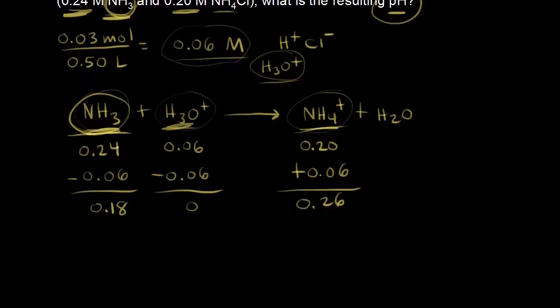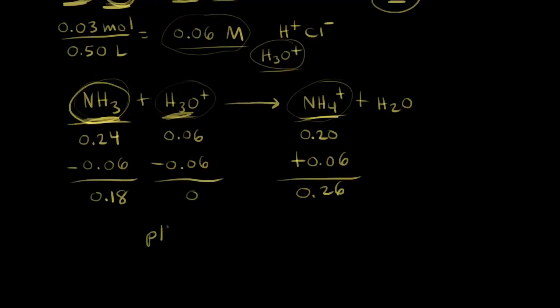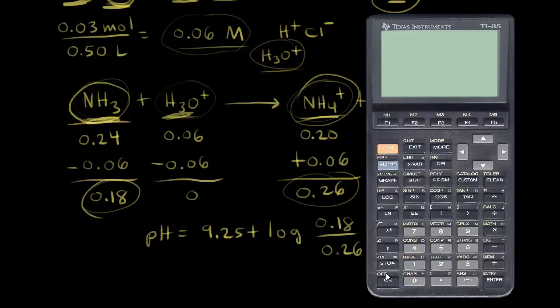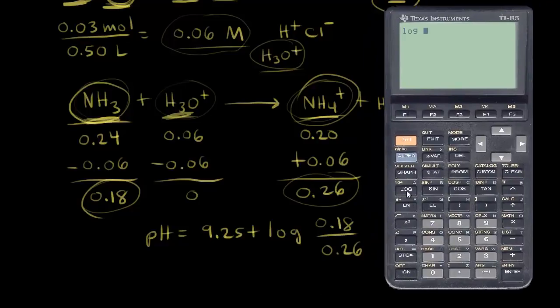So let's do that. All right, get some more space down here. So the pH is equal to the pKa, which again we've already calculated in the first problem, is 9.25, plus the log of the concentration of the base, right? And that's 0.18. So we put 0.18 here, divided by the concentration of the acid, which is NH4+. So that's 0.26. And we take out the calculator and plug that in. So log of 0.18 divided by 0.26 is equal to negative 0.16.